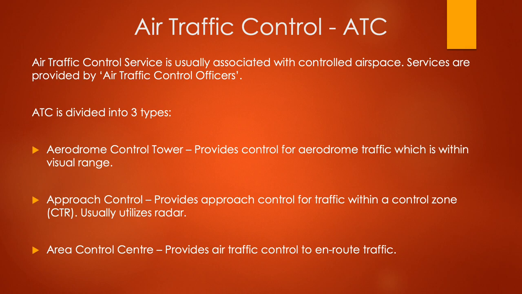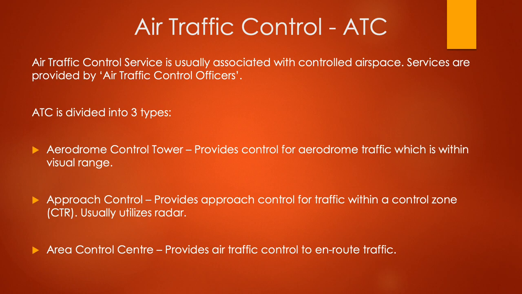So we have an aerodrome control tower. That's a physical person in a tower on an airfield, and they provide control for aircraft on the ground, taxiing, and aerodrome traffic, whether that's in the circuit or approaching to land. So within the visual range of the airfield, the aerodrome control officer in the tower has control of this traffic.